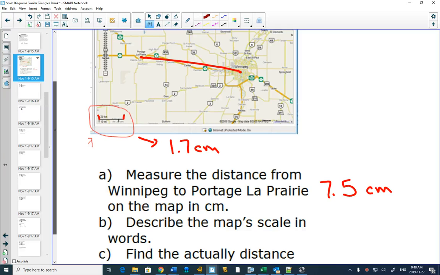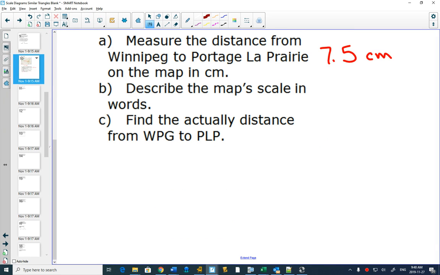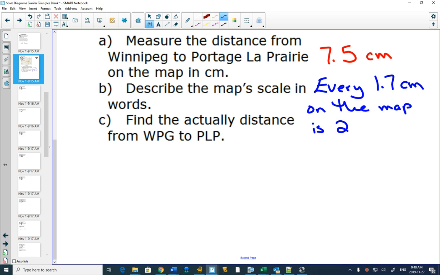Part B, it says to describe the map scale in words. So if I was describing this in words, I would say every 1.7 centimeters on the map is 20 kilometers in reality.